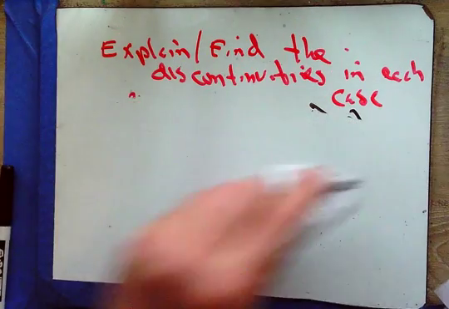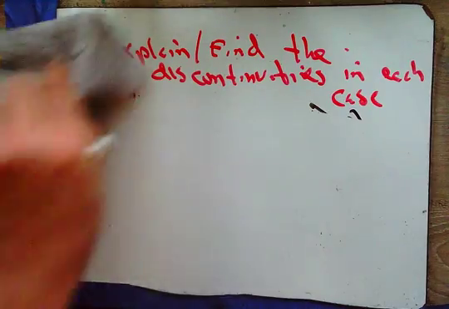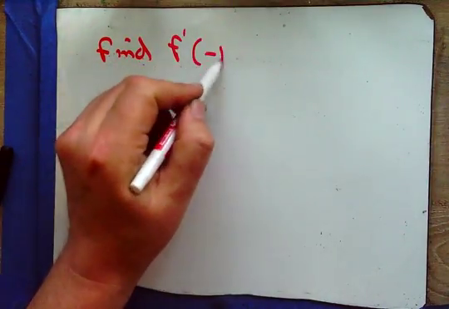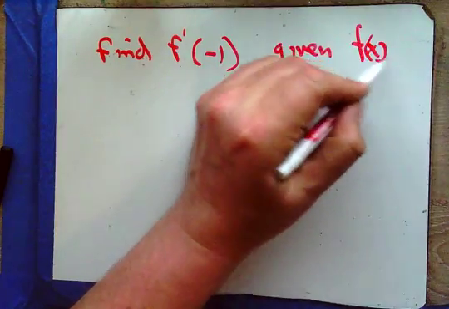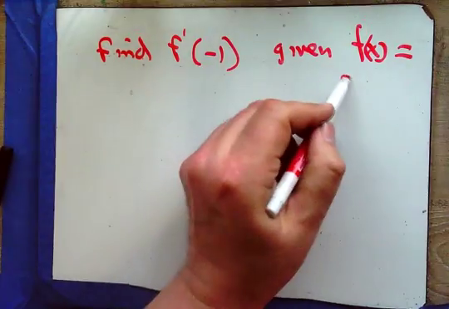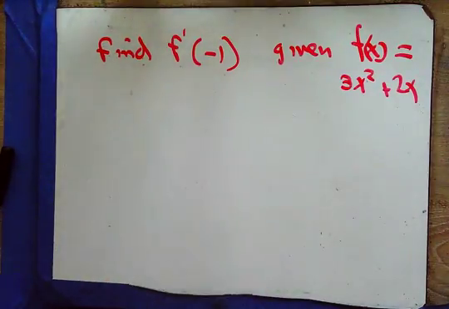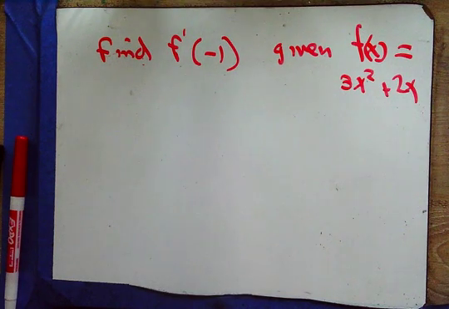Last thing I want for you to do is, new rules, find f prime of negative 1 given f of x equals 3x squared plus 2x. All right, pause the video and find f prime of negative 1.